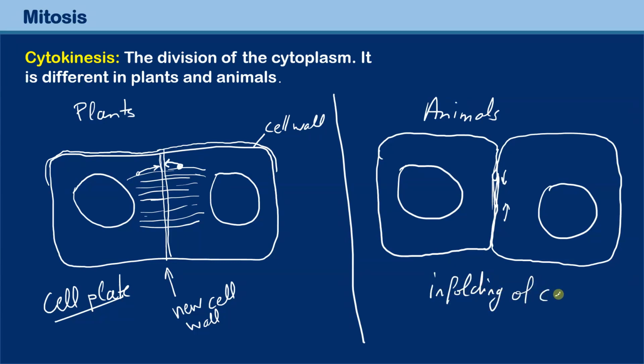So here you have an infolding of the cell membrane. Infolding, hope you can read my handwriting. Okay, infolding of the cell membrane to form two cells, and that's basically it. So you see that is one of the differences between plant and animal cells, that they have a different way of doing cytokinesis. And that's basically it for right now.